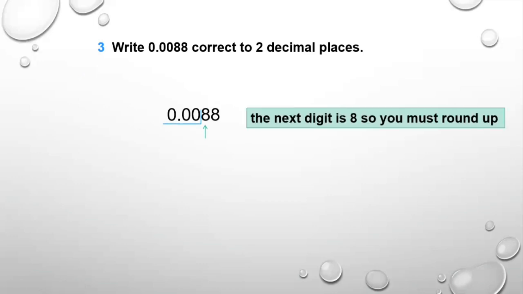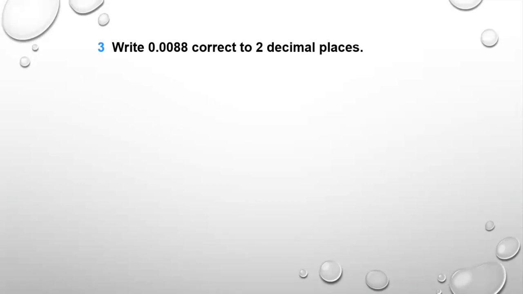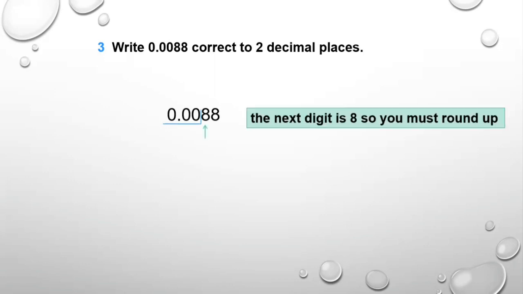So what do we do here, children? We have our third question: write 0.0088 correct to two decimal places. We look at the third decimal place and it is 8. If it is more than 5, we need to round up. When we are rounding up, we are adding 1 to the previous place. So we add 1 over here, right? If it is more than 5.